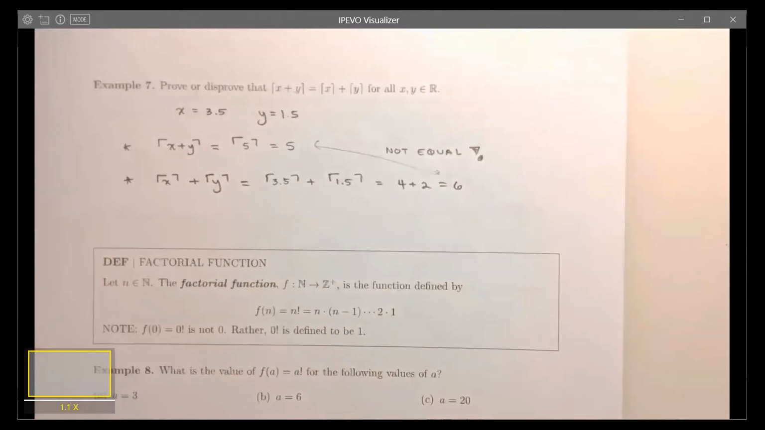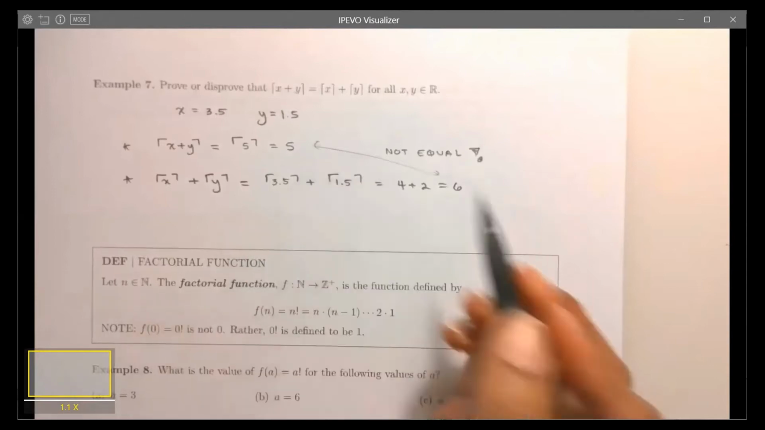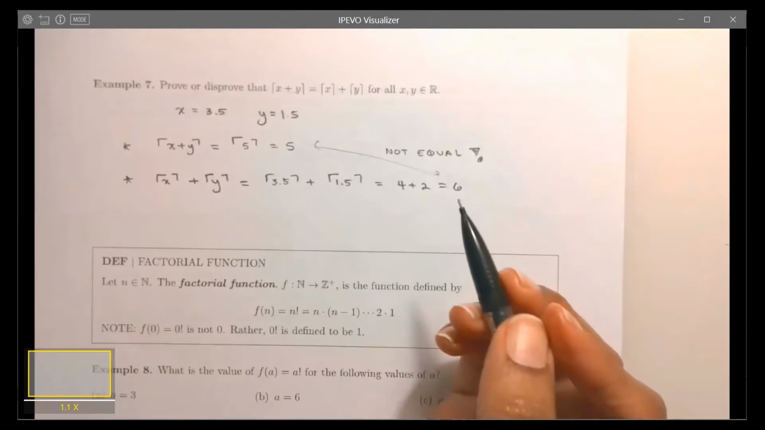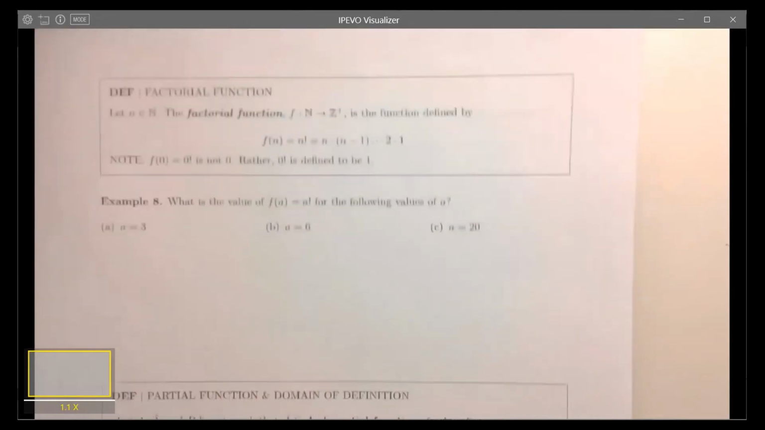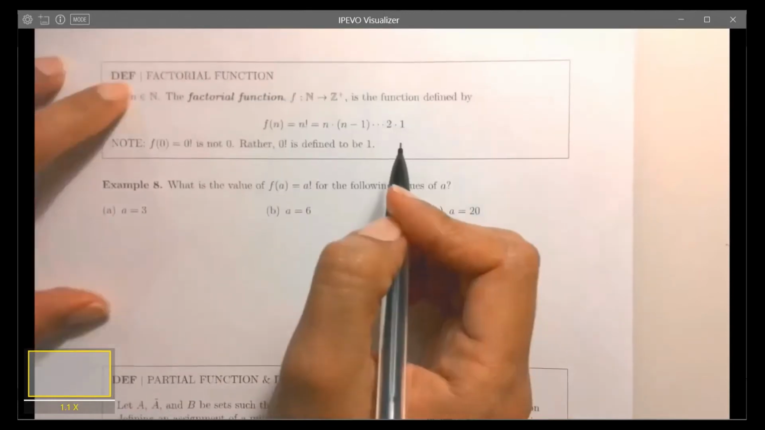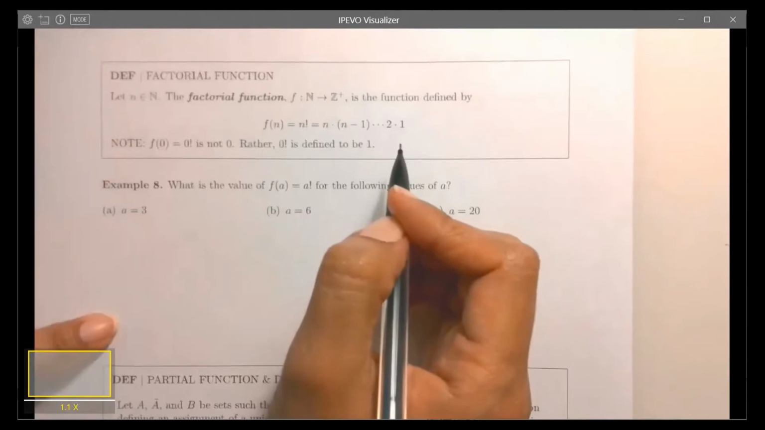And so really anything that, yeah, I mean, that's one counterexample, but you can find plenty of others. So that one did not work out. What about the next definition, factorial?